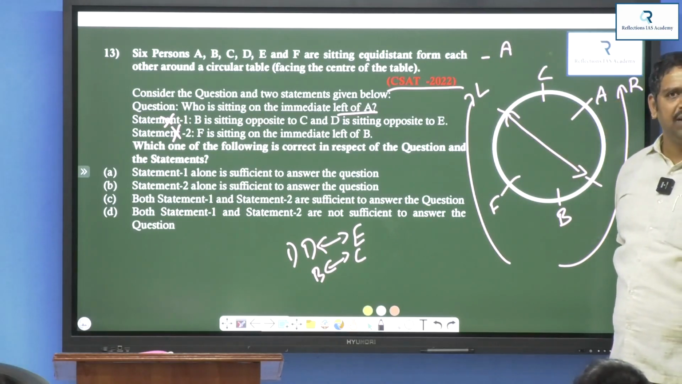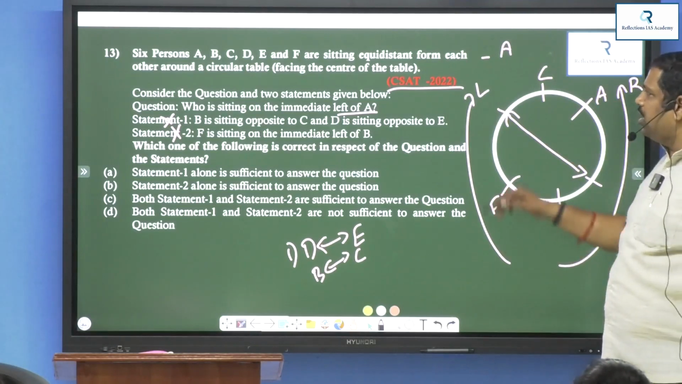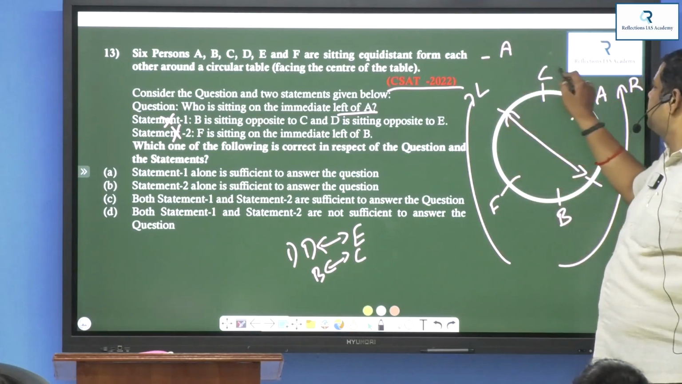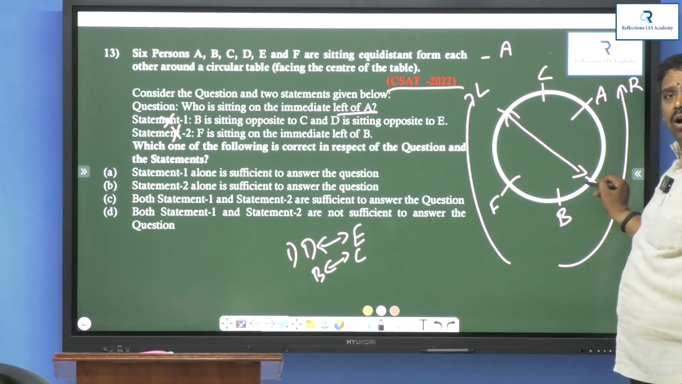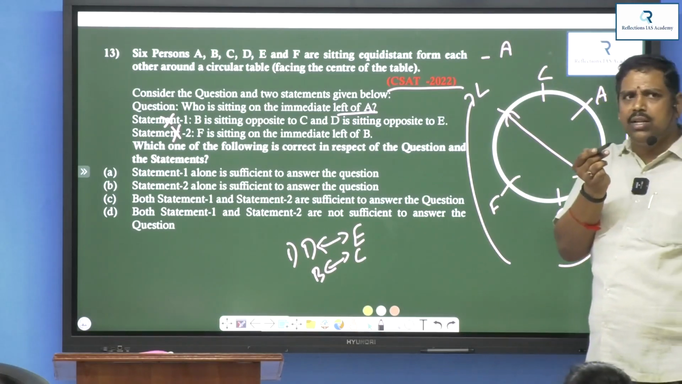Yes or no? Because that is the left one. Sir, you want the left side of A, na? Left side of A means this is the one, na? A's left side means this might be either D or E. Are you able to decide or unable to decide?